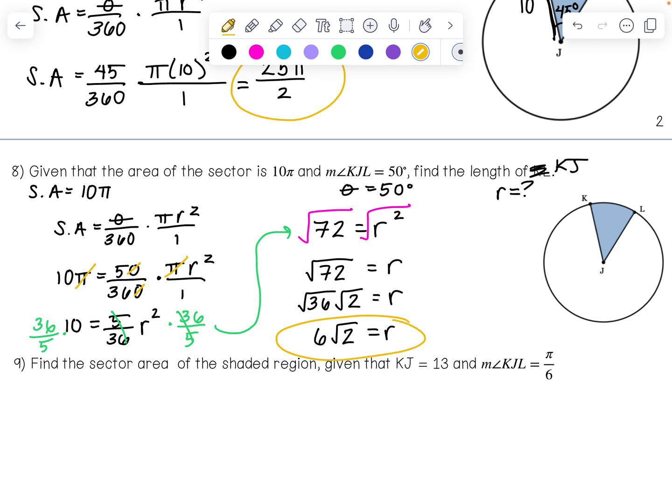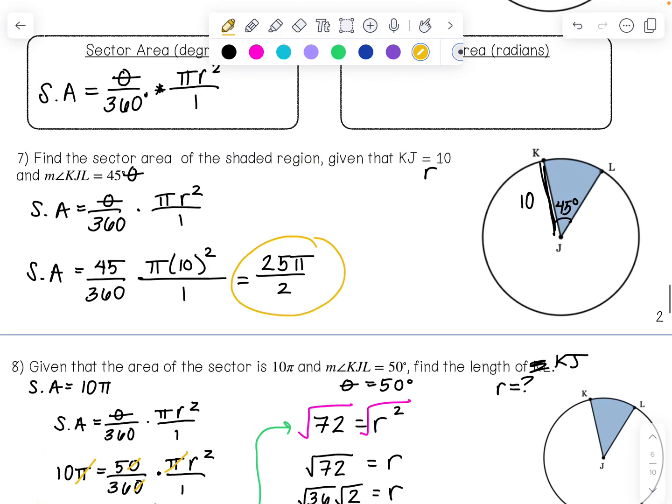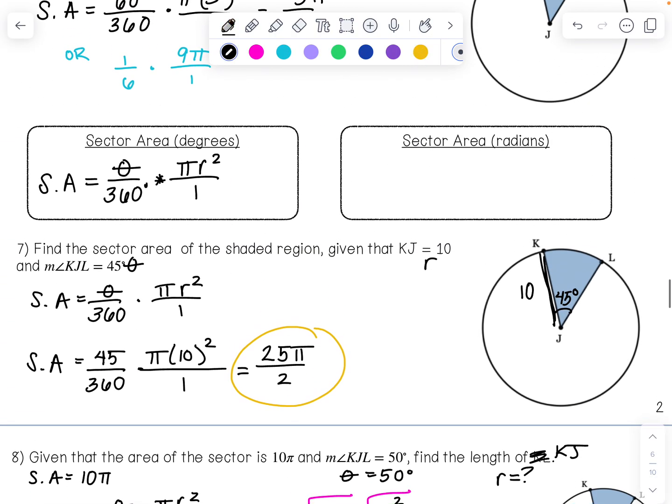You've been hanging in there. I appreciate that. The last thing we need to talk about is sector area in radians. So that's what number 9 is about. So I'm going to scroll back to fill in our formula. So just like with arc length, the only thing that really initially changes is 360 degrees becomes 2 pi. And then everything else stays the same.